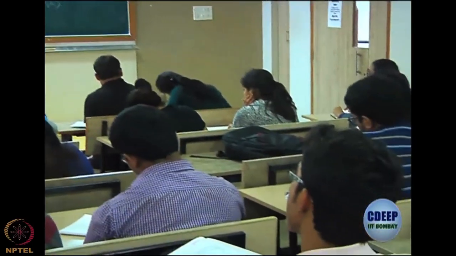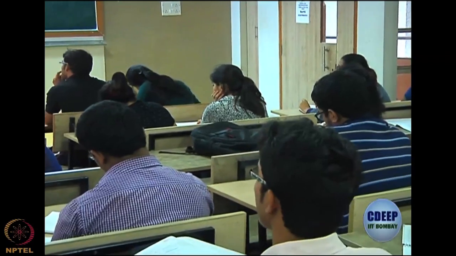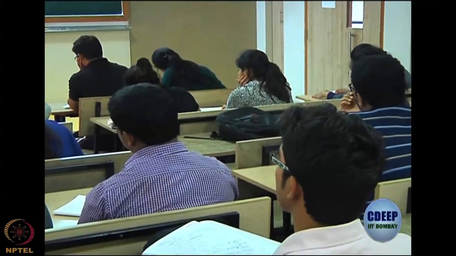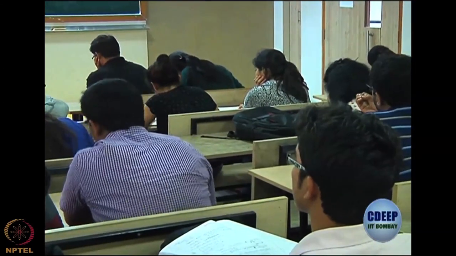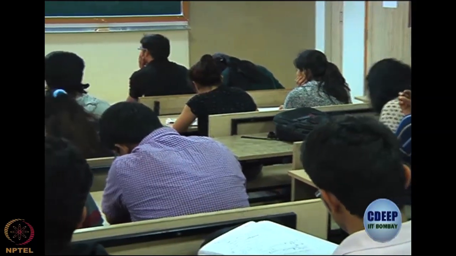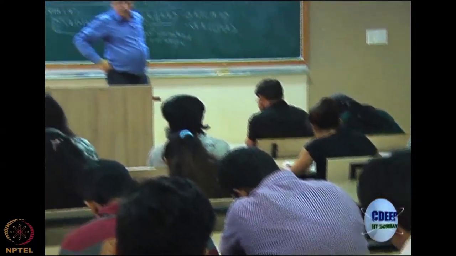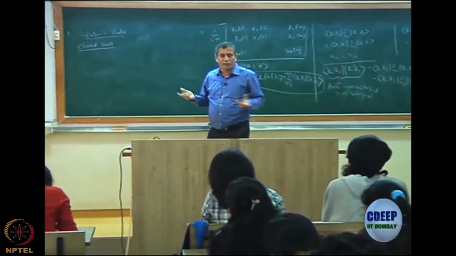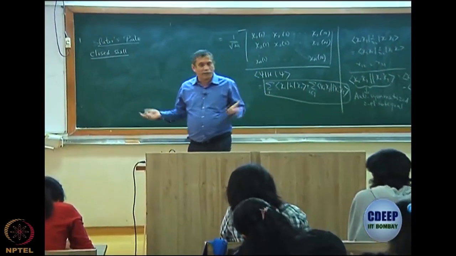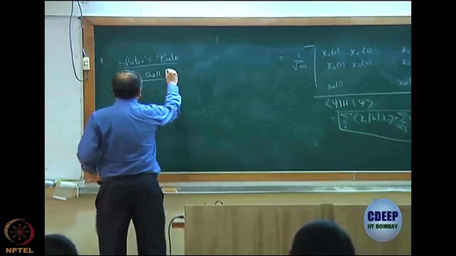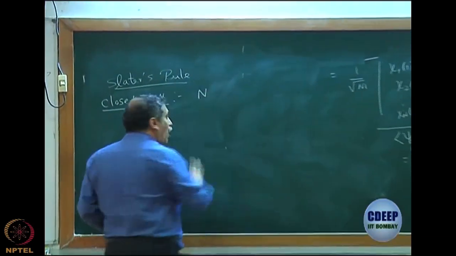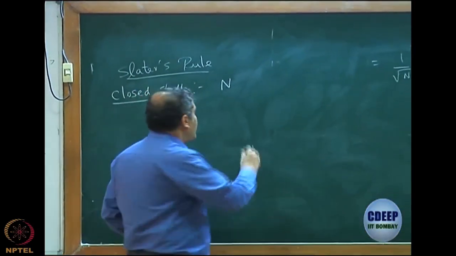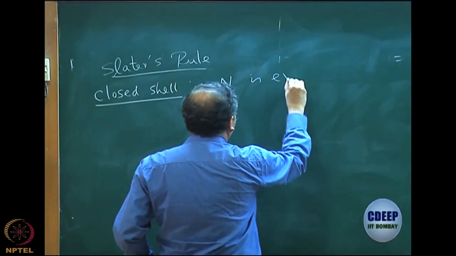So, let's look at a determinant which is closed shell. There are many times in this course where we will look at closed shell. So what is closed shell? Let me again define what is closed shell. I have defined this in the earlier class, so let me define closed shell very properly. First of all, the number of electrons, or number of spin orbitals, is even. That is very important.